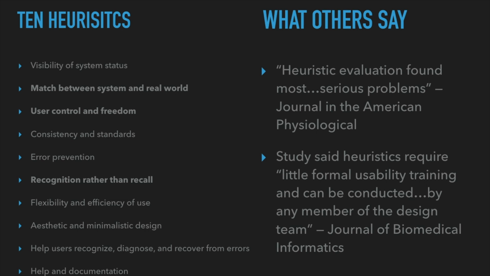A journal of the American Physiological Society has acclaimed heuristics, saying that, quote, heuristic evaluation found most serious problems. And this is tremendous because another published journal said that heuristic evaluation requires, quote, little or no formal usability training and can be conducted regularly throughout the system design and used by any member of the product team. This means that normal programmers, while we're actually writing the code, can go through a heuristic evaluation method rather than having to do any fancy procedures or wait till they're done writing the whole program.